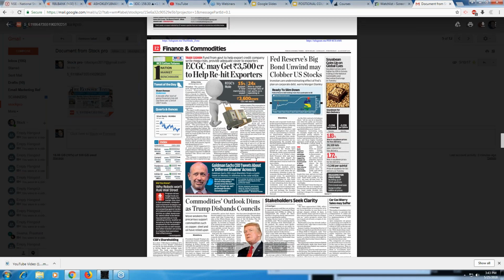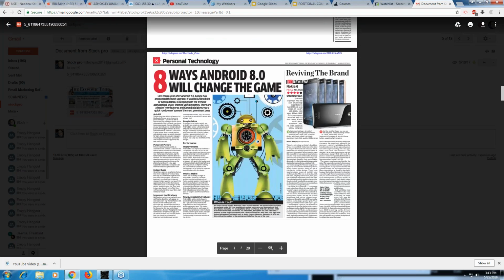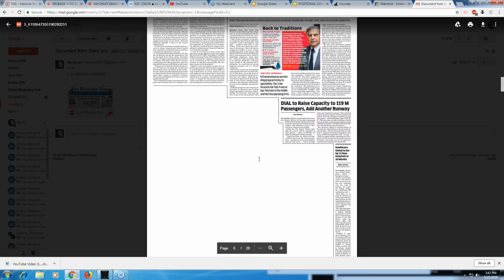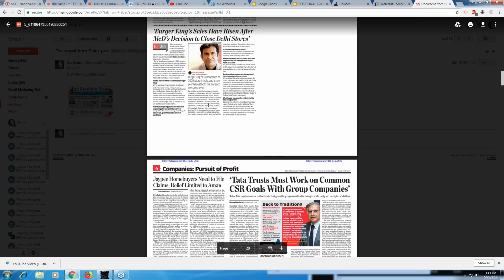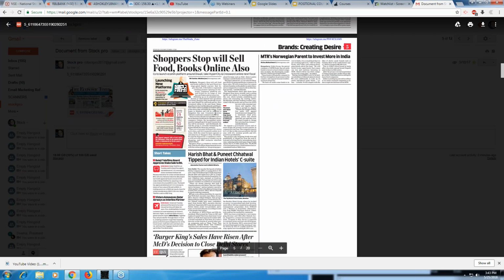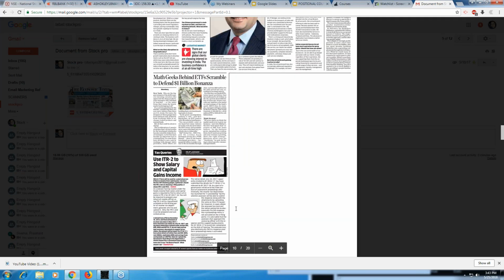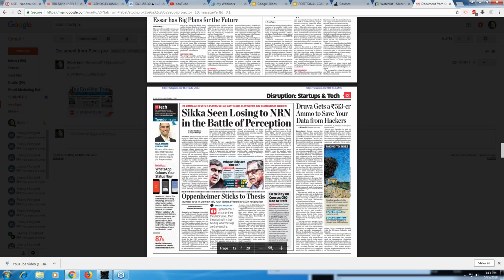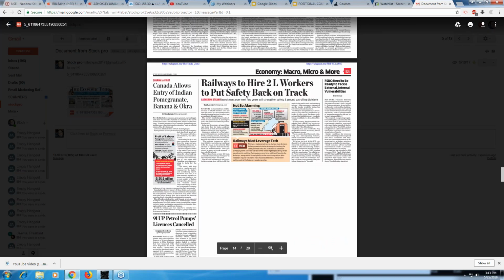Before that, you have a few more pages before ET Markets where you get to see the different results that the companies are declaring, and go through them. I go through the entire paper, but these four pages in particular, I definitely want you to read. You can have an online version or an offline version. I prefer the offline version, and I love reading Economic Times. Then you have all about the global news, like "Railway to hire 2 lakh workers to put safety back on track." Something or the other, you will get to understand how stocks may move from here.